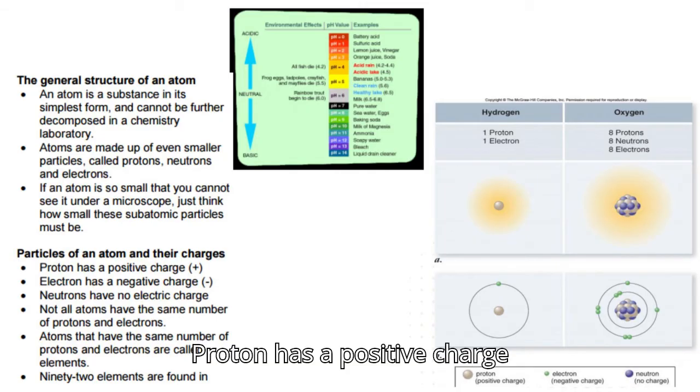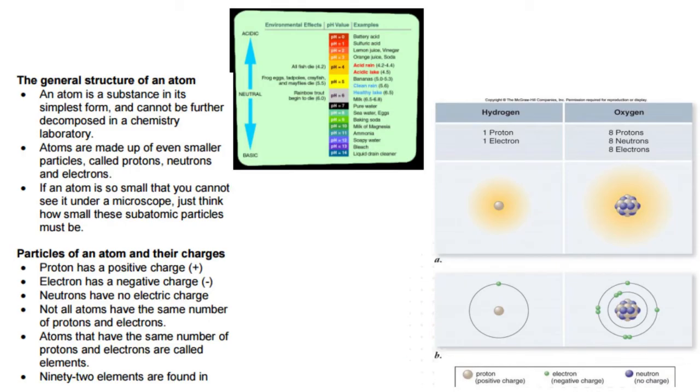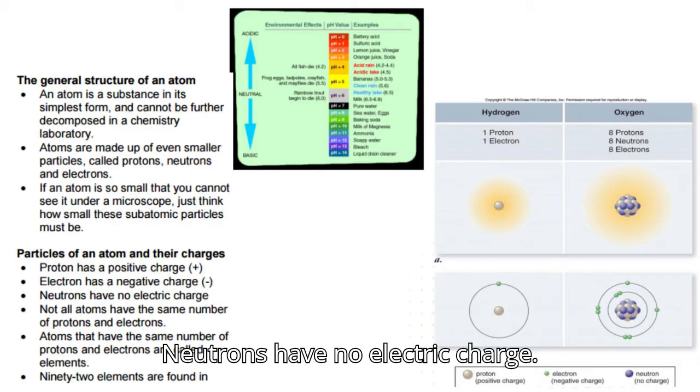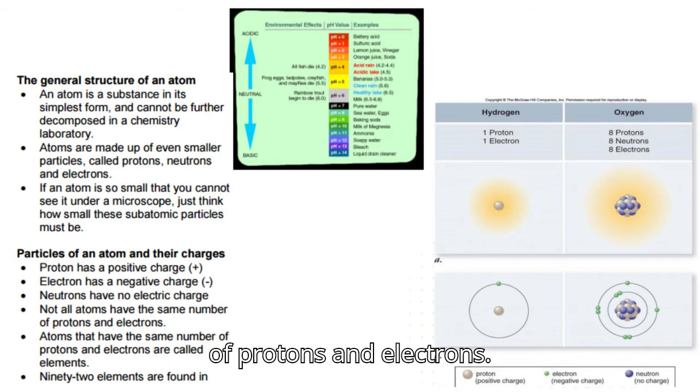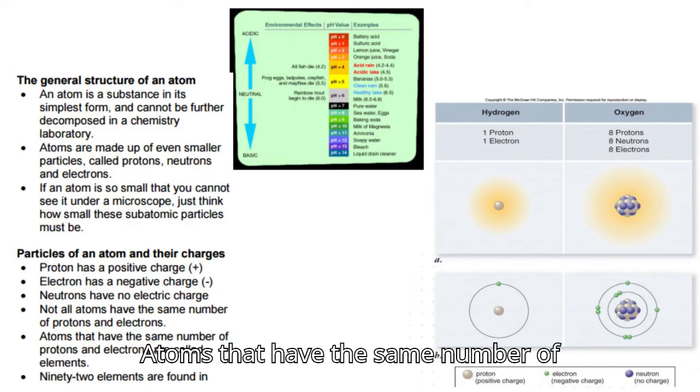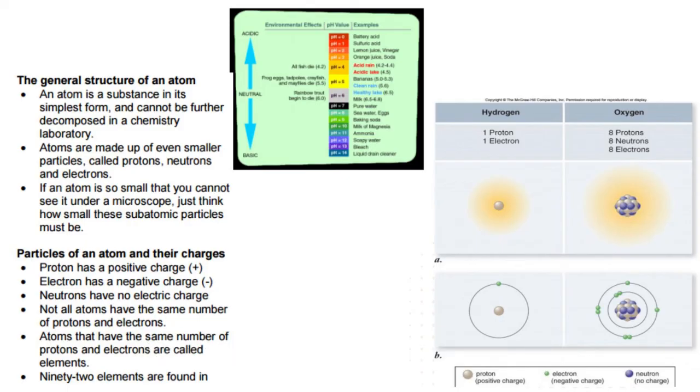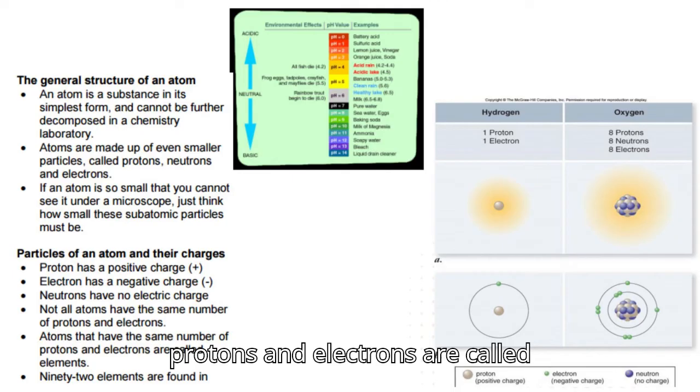Particles of an atom and their charges. A proton has a positive charge, plus. An electron has a negative charge. Neutrons have no electric charge. Not all atoms have the same number of protons and electrons. Atoms that have the same number of protons are called elements.